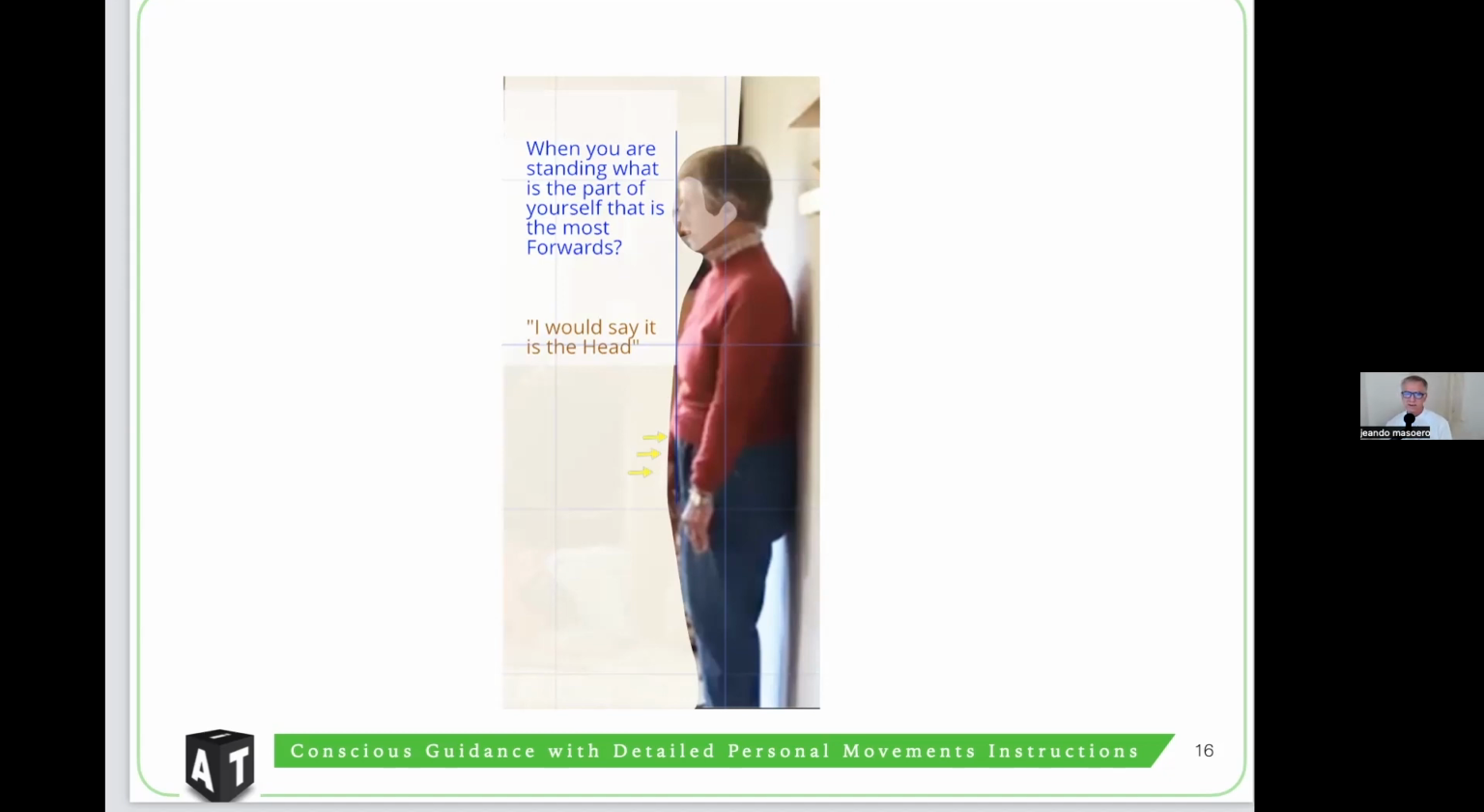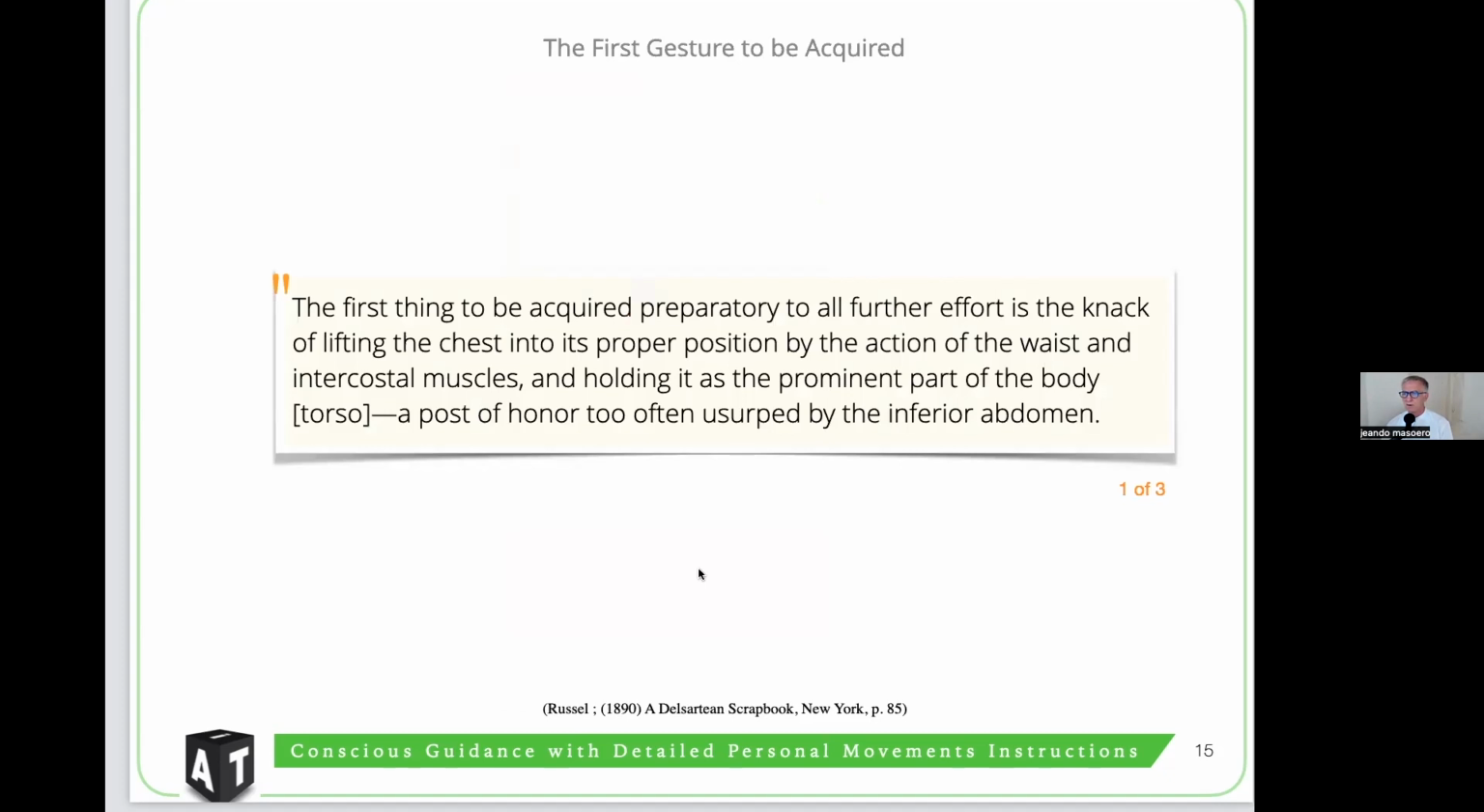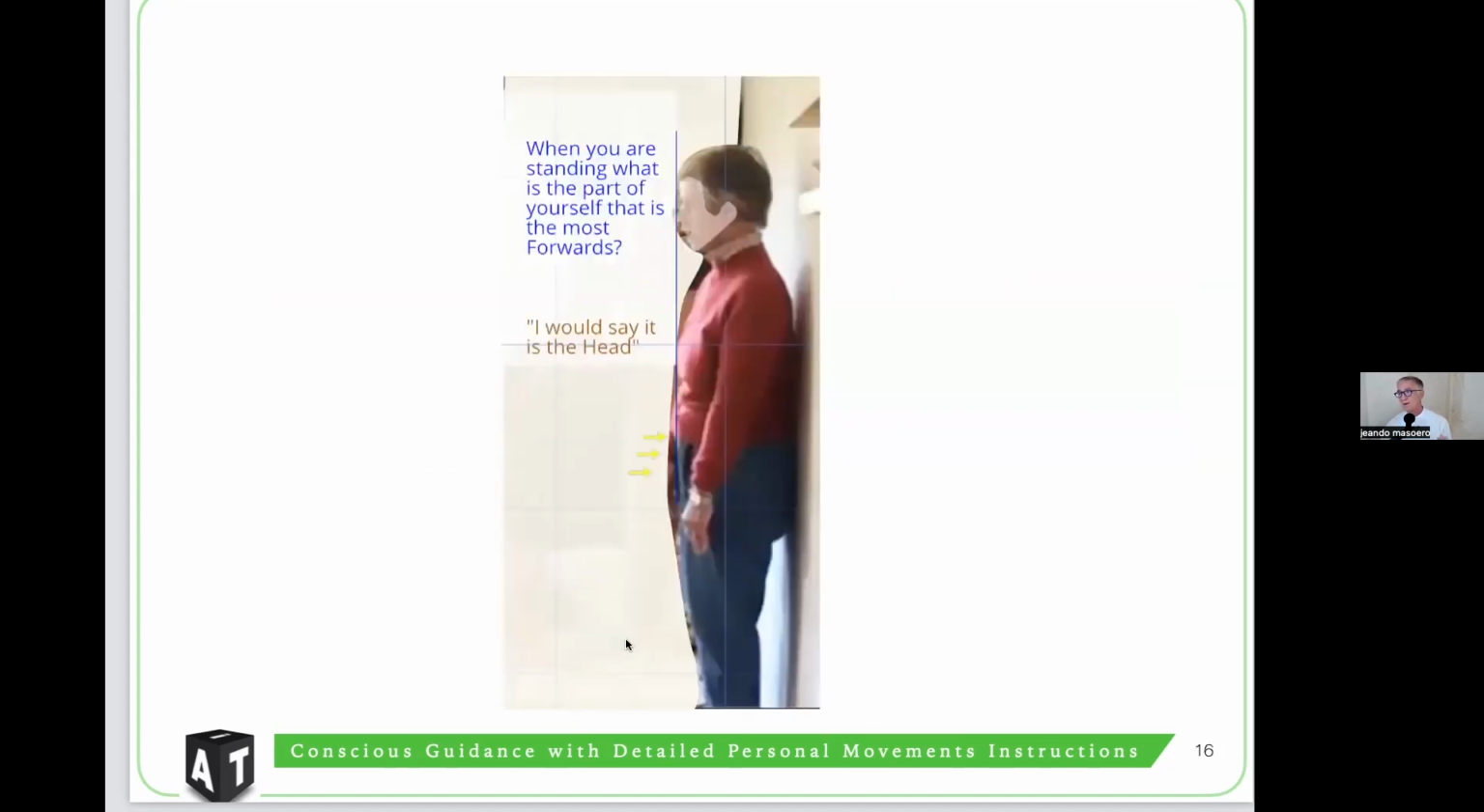Well, that's what our friend Russell is discussing. The first thing to be acquired preparatory to all further effort is the knack of lifting the chest into its proper position by the action of the waist and intercostal muscle and holding it as the prominent part of the body. You must excuse Russell, it's a poor translation from the French. Prominent means the most forward part.